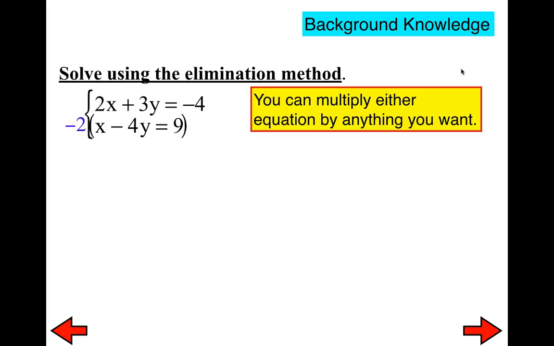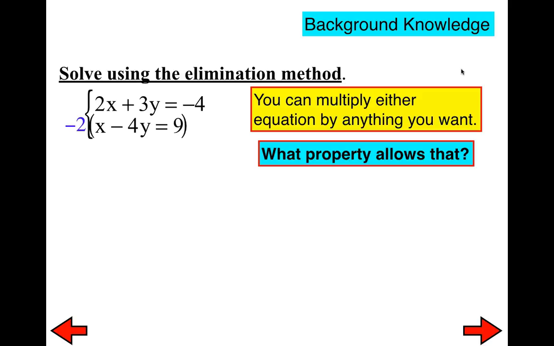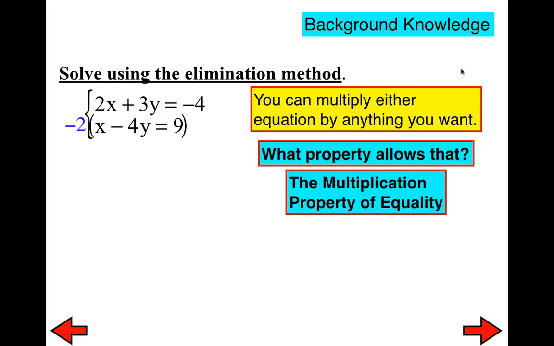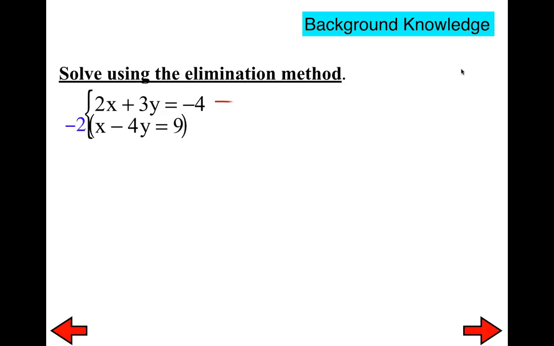So in this case, if I change the second equation by multiplying by -2, I'll be able to eliminate the x's. So this property is the multiplication property of equality. That's what's allowing us to manipulate the equation while still keeping its equivalency. So here, the first one's going to stay exactly the same.